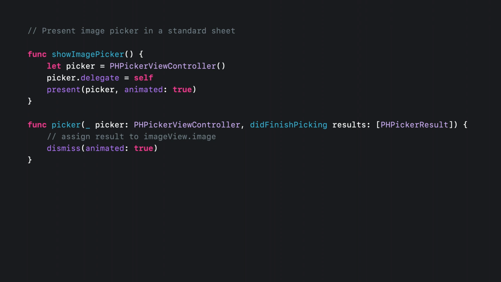Let's apply this to the sample app. I'm starting with some code that targets the iOS 14 SDK to present the system image picker in a standard sheet. When a button is tapped, this first function is called, which creates an image picker, sets the picker's delegate to self, and then presents the picker. Then, when an image is chosen, the picker did finish picking delegate method is called, which then sets the chosen image on the image view and dismisses the picker.